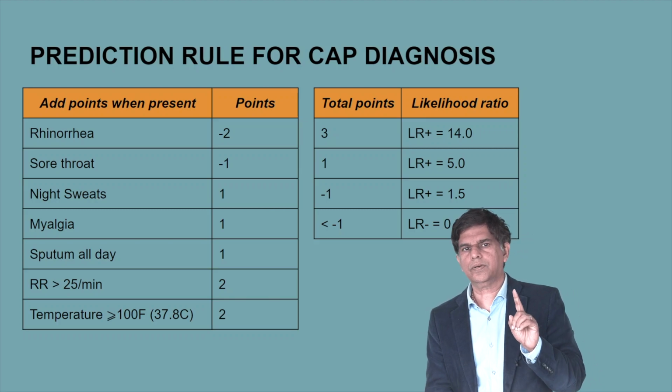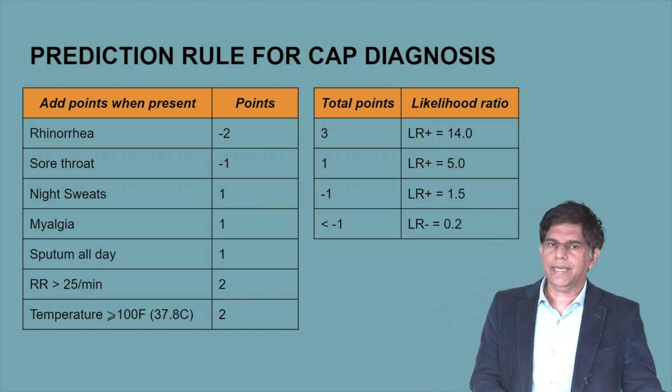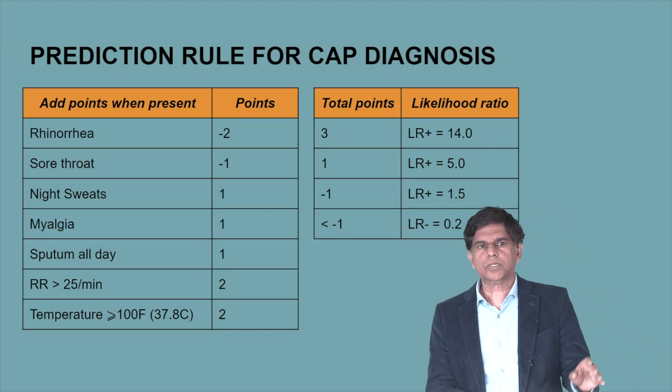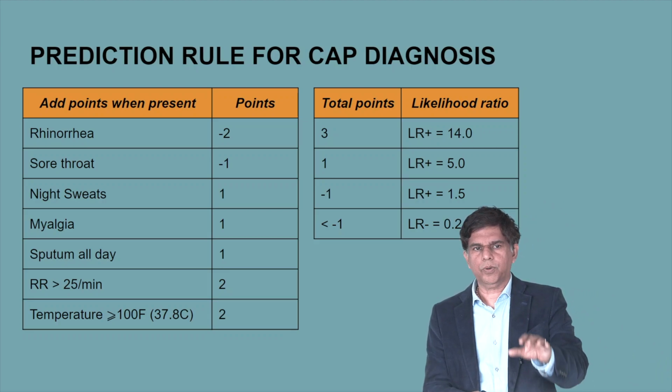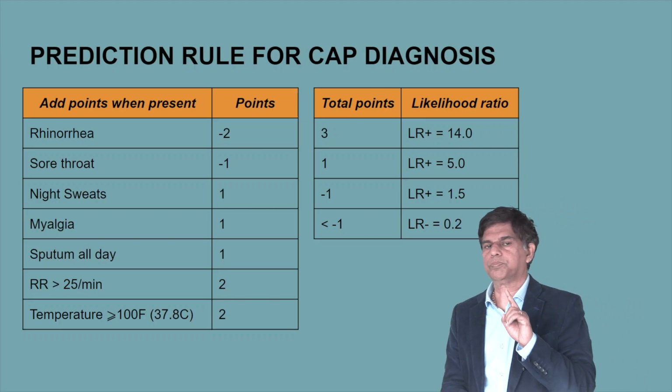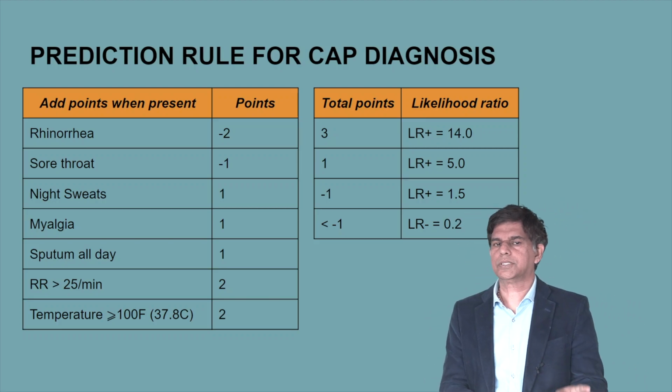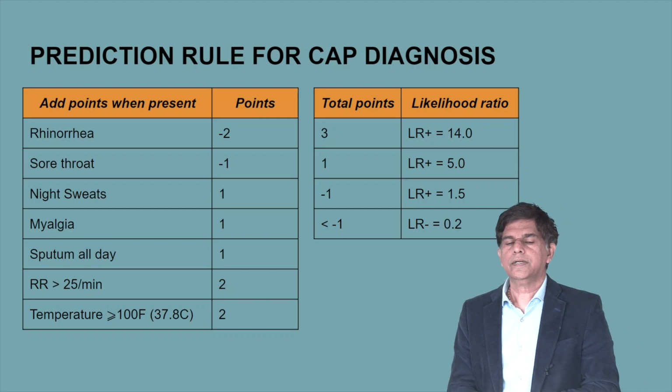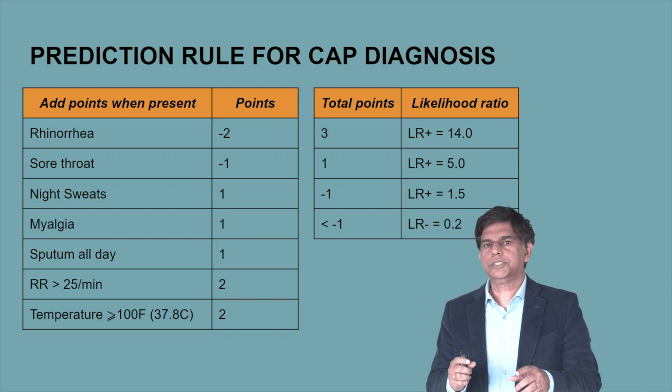Look at the likelihood ratio. Rhinorrhea is a negative likelihood ratio, okay? Sore throat, night sweats, and you put the points based on that. If the patient has a respiratory rate greater than 25, you can point toward there may be something else going on. Temperature 100 degrees Fahrenheit or higher. So you put all these points and look at it.